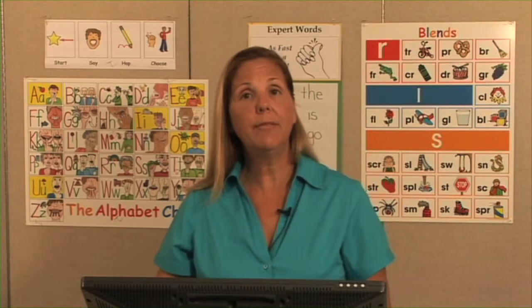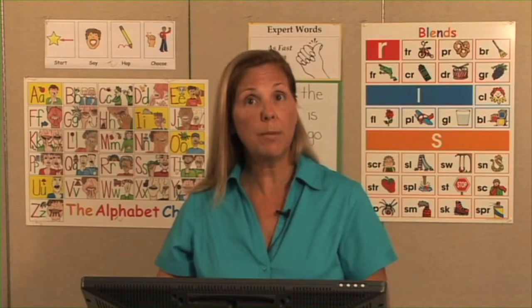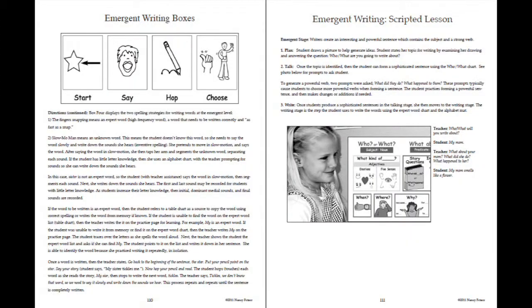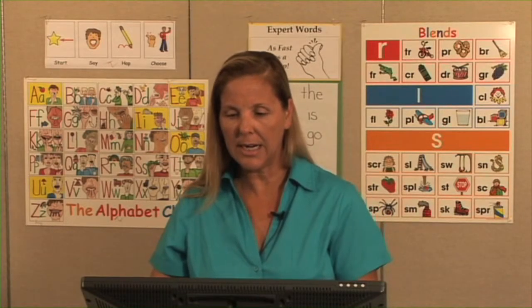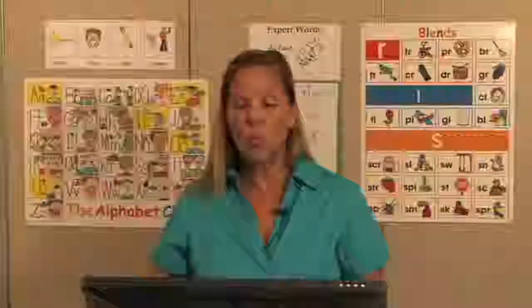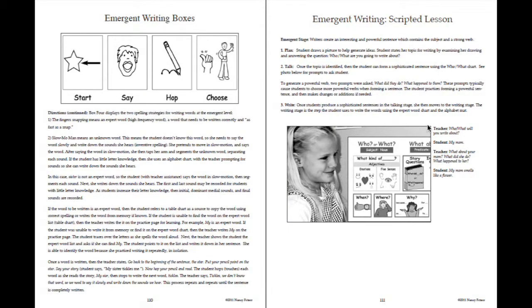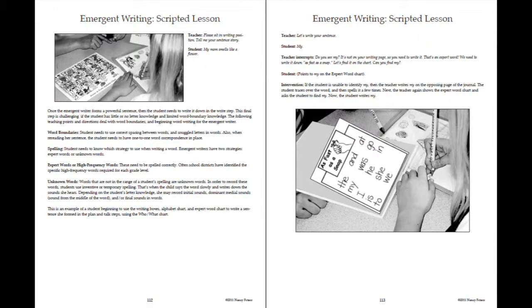On page 111 is the beginning of a scripted lesson for the emergent writing group using these four boxes. These pages go from 111 to 123. As we flip through these pages, what you'll see is an actual scripted lesson of what the teacher and student are saying, and pictures for you to see what would be happening in that part of the lesson.